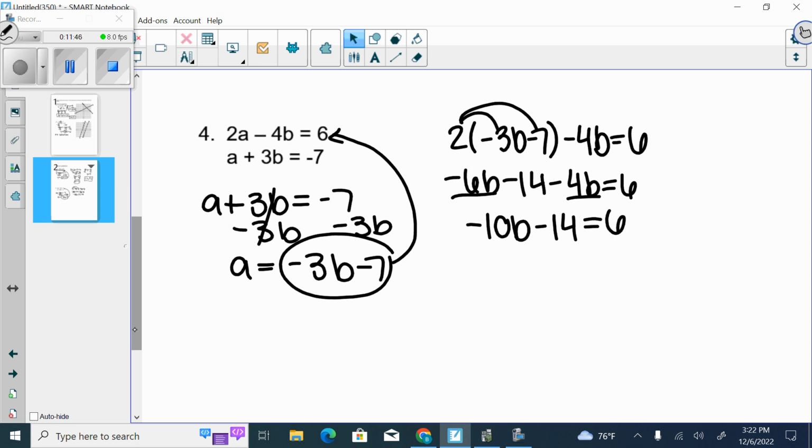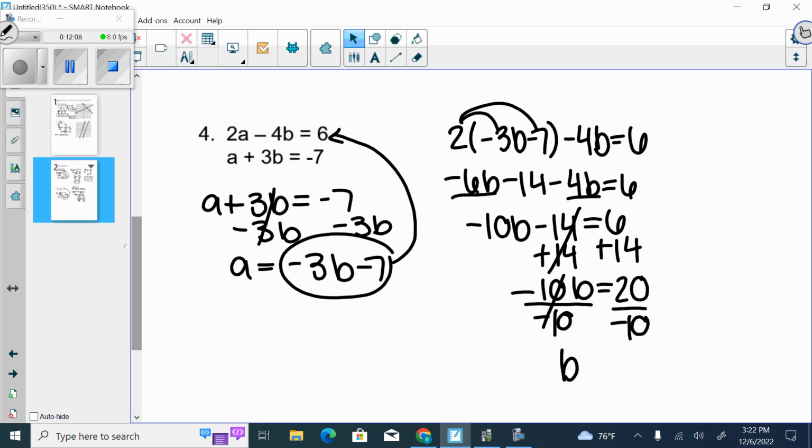Then what should we do? Good. Okay, and what is 6 plus 14? Very good. And what's my last step? Divide. So we end up with b is equal to, nice. Okay, and now that I know what b is, what am I going to do? Plug it in. So do you guys want to use the first equation or the second equation over there?